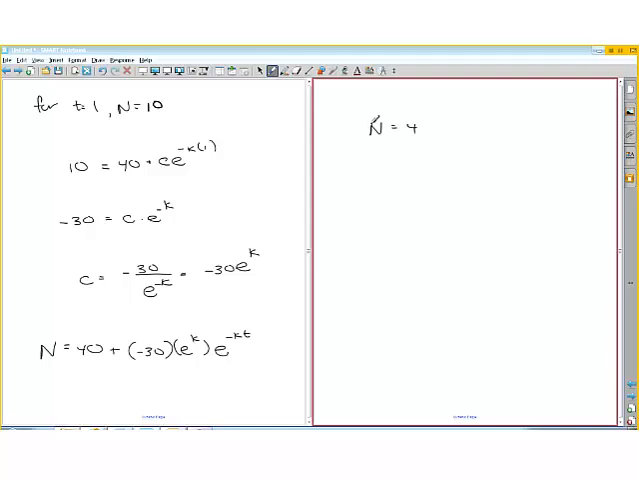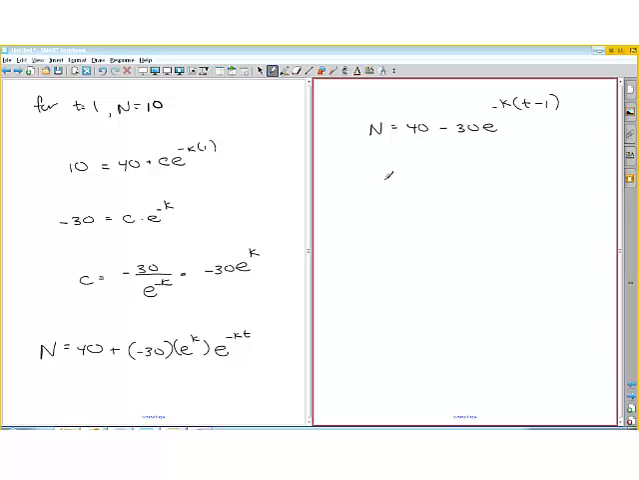Or n is equal to 40 minus 30 e to the negative k times t minus 1. So what I've done is I've added these two exponents. So you have k minus kt, and just factor out a negative k, you get t minus 1.